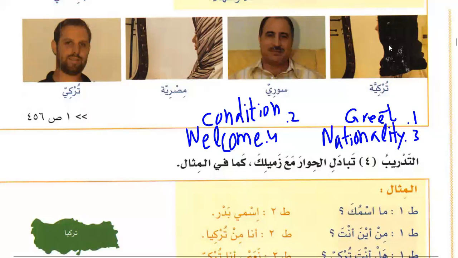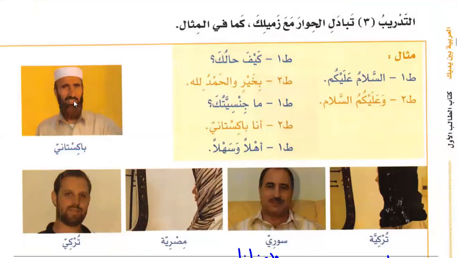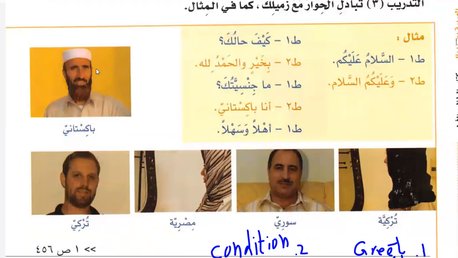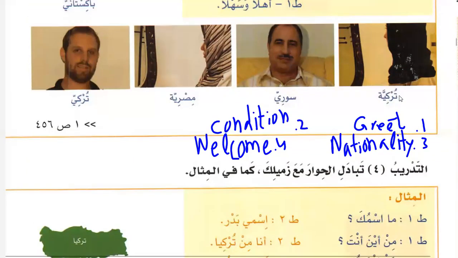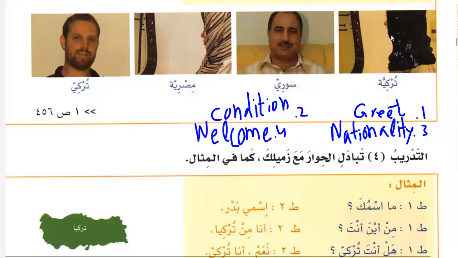Now you will answer according to this picture. In this picture, you are a male. That's why we are saying Pakistani, because you are a male in this example. Now you are this lady. So you will answer according to this lady.